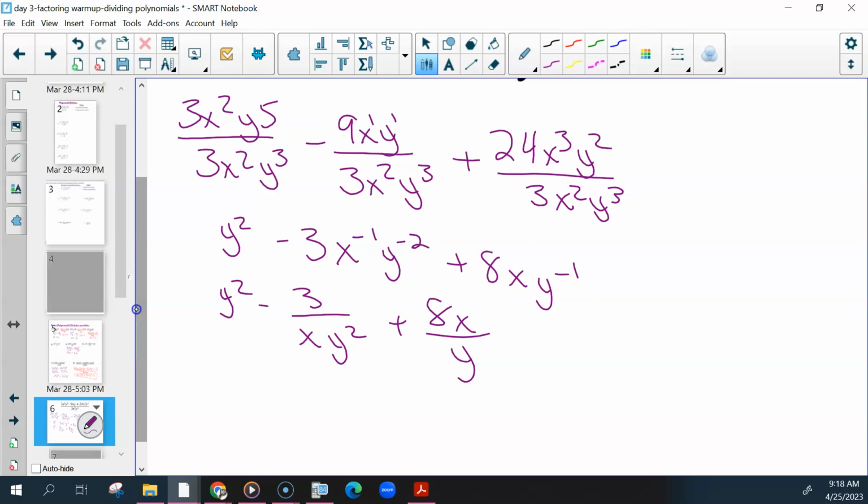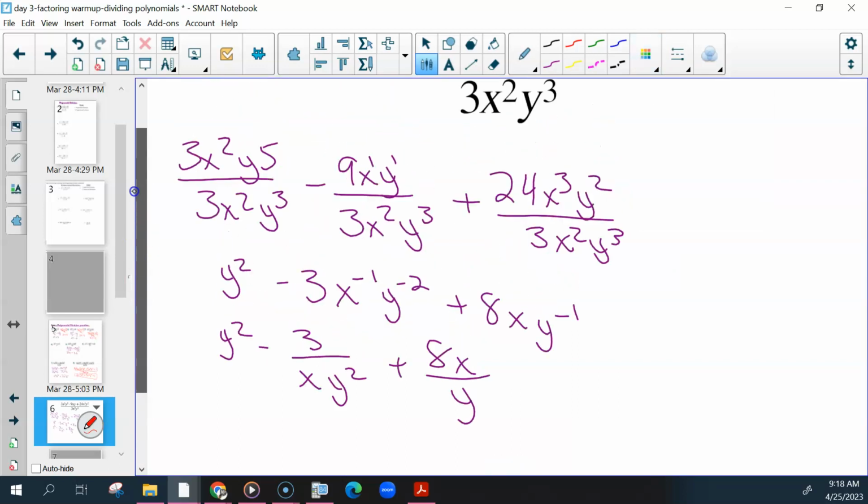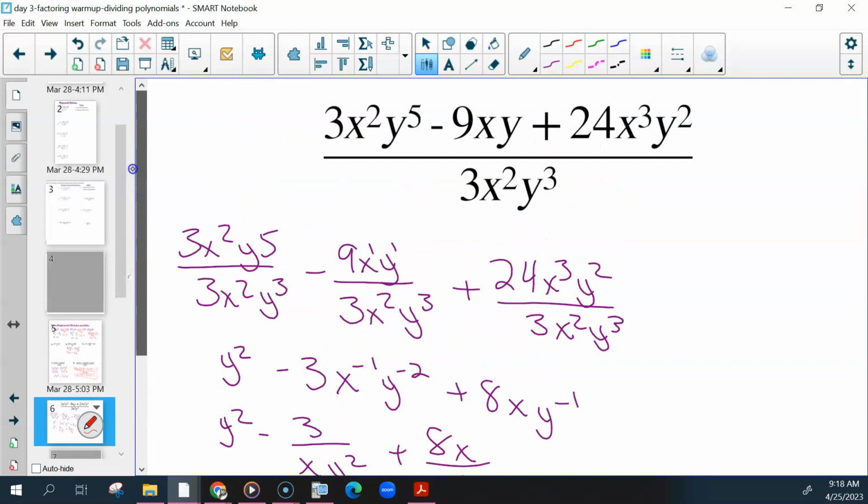Now, I'm going to show you the factoring method, and that one's a little bit more work. What would that have in common? Three. How many x's, how many y's? 1x, 1y. So what would be left if we divided each of these by 3xy?